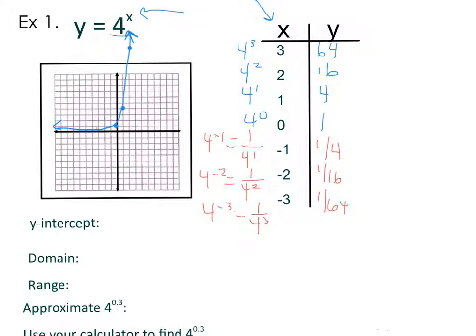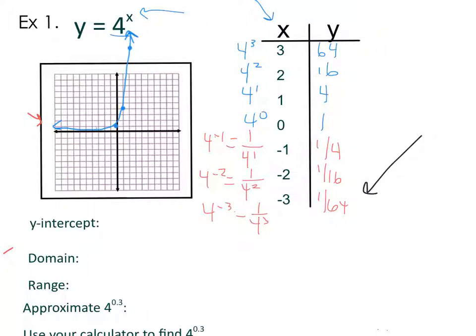So on my graph, I've plotted the points for my table, and as you can tell, this graph is continuing to rise upward at a very fast rate. But as you notice, on the left-hand side of my graph, the y-axis, right over here, my graph is getting closer and closer to the x-axis, but it'll never actually get there, because if you look at these values here on our table, they keep getting smaller: 1/4, 1/16, 1/64. It'll keep getting smaller and smaller, but it won't ever equal 0.